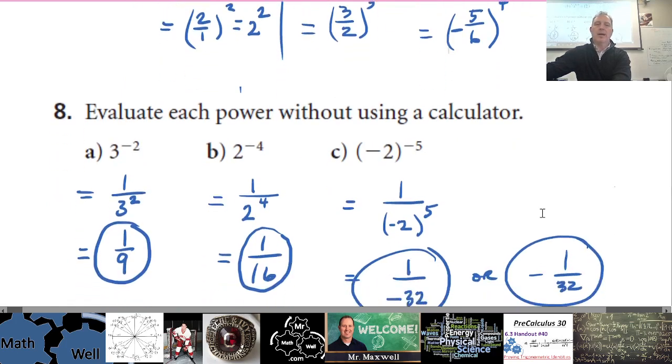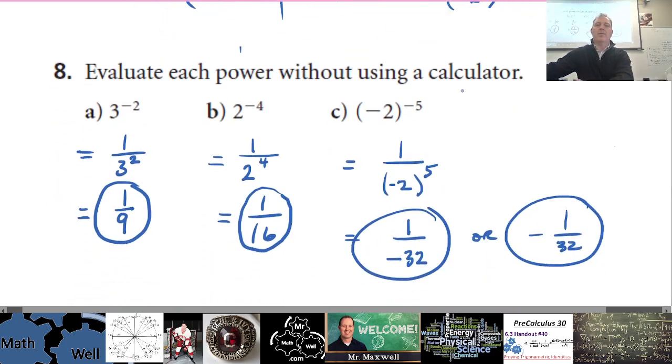Number 8, evaluate without a calculator. Well, now that we know how to simplify this, this is 1 over 3 to the positive 2, which is 1 over 9. And there's B and C as well. Remembering that the negative sign can go on the top, the bottom, or the middle. Doesn't matter as long as it's only one spot there.